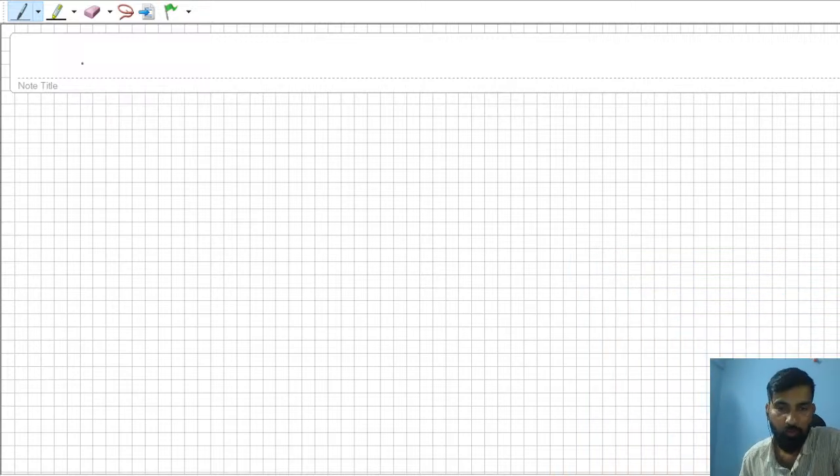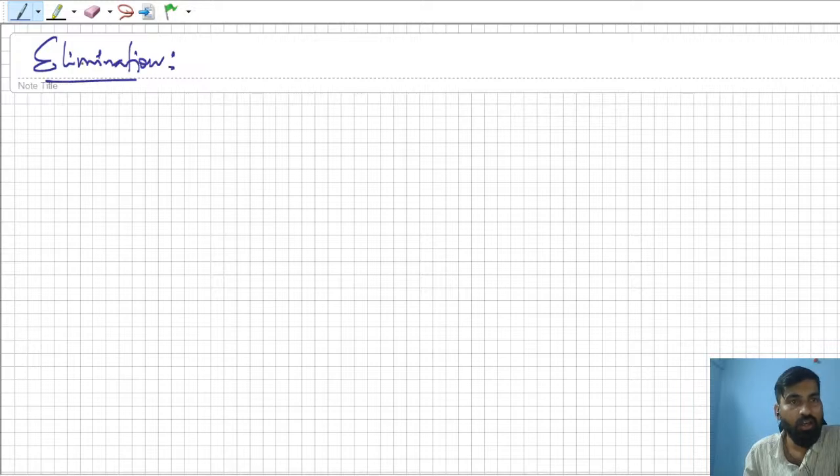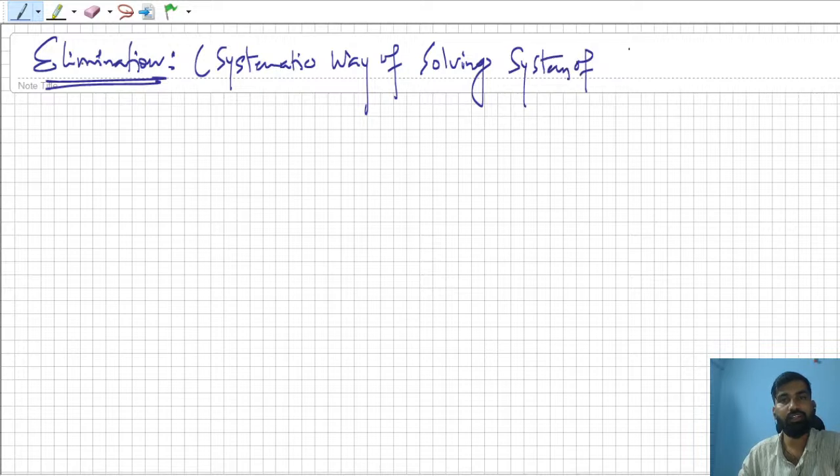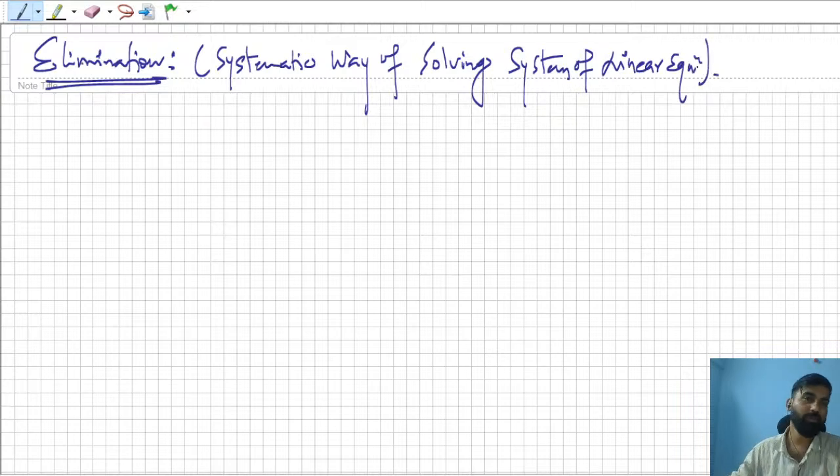Right, so today's session will be on elimination. We will try to solve a system of linear equations and see how to apply elimination, how to solve basically any system of linear equations using a systematic procedure, right? So this is one of the systematic ways of solving a system of linear equations. These things you have to keep in mind.